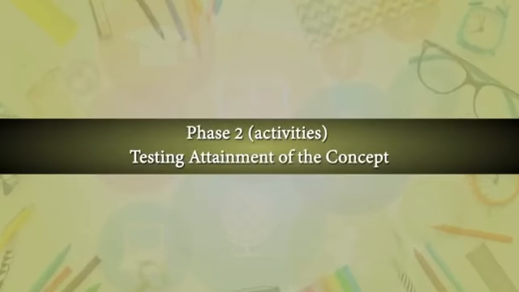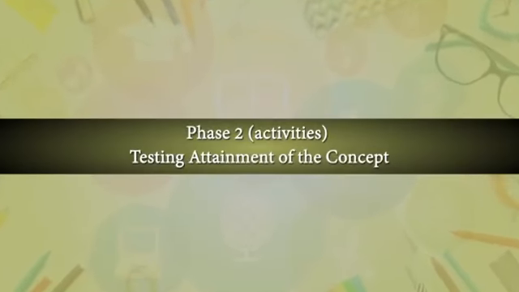Now let us come to the phase 2 activities, that is testing attainment of the concept. For testing the attainment of the concept in the reception model, learners test their attainment of the concept first by correctly identifying additional unlabeled examples provided to them by the teacher. Learners are then asked to generate their own examples. After this, the teacher as well as the students revise their choice of concept or attributes and confirm or do not confirm the original hypothesis.